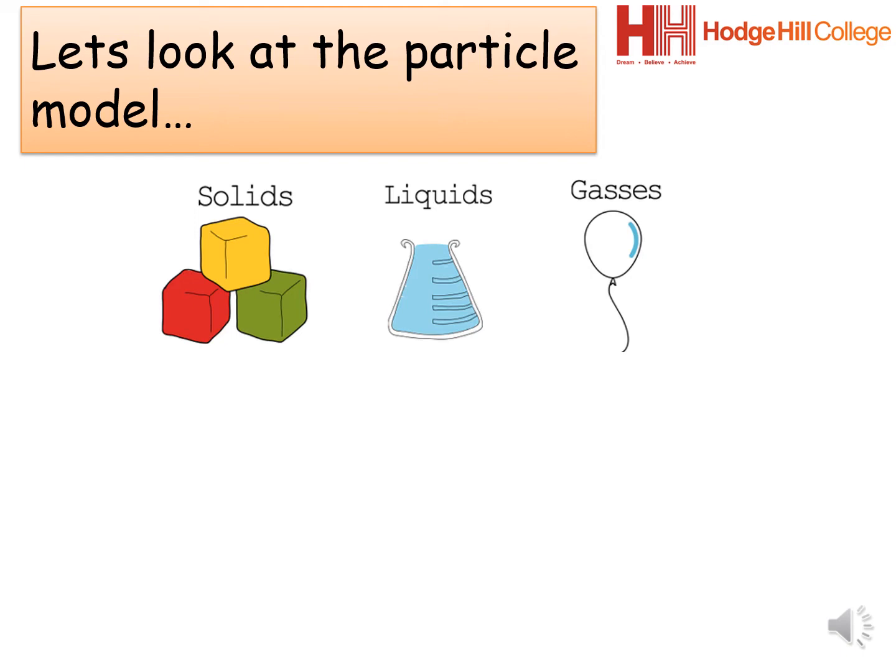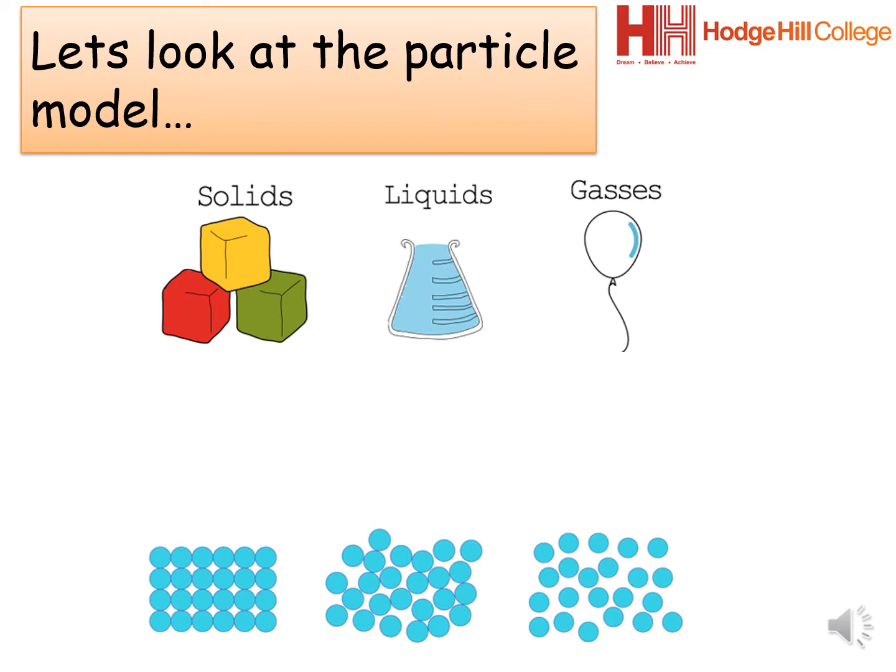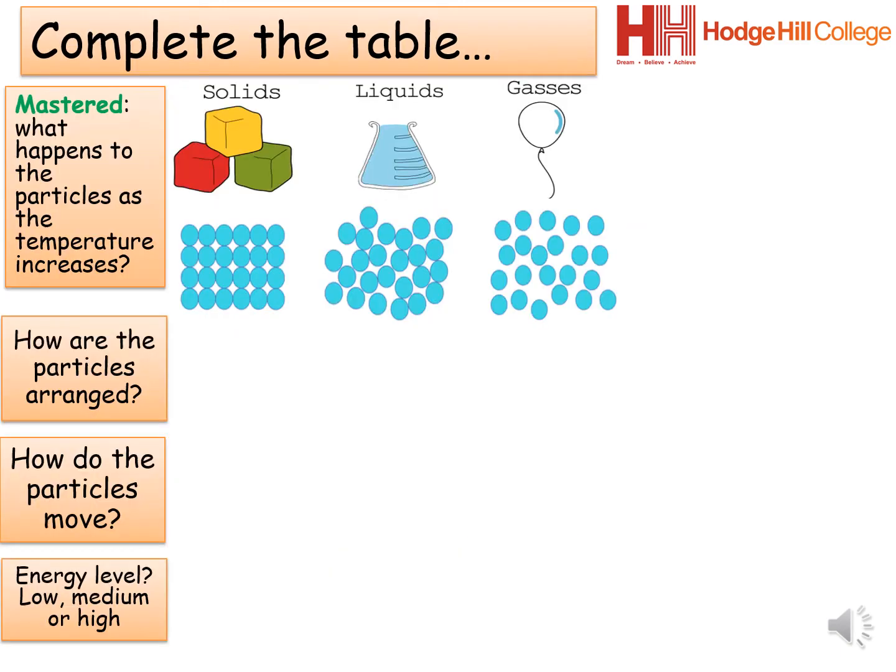Solids, liquids and gases. How are these structured? So solids, tightly packed together, liquids, slightly freely flowing, whereas gases, very freely flowing. Let's look at this in more detail. So first of all, you've got the solids. How are the particles arranged? If we notice, the particles are arranged in circles. We use circles to demonstrate this. They're very close together and they have a regular pattern.